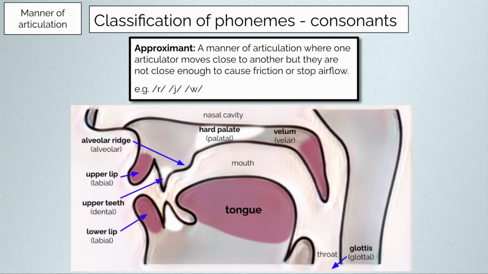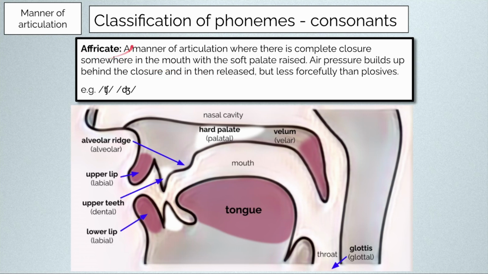An approximant. This is a manner of articulation where one articulator moves close to another, but they are not close enough to cause friction or stop airflow. So with fricatives, like th, the articulators were close enough to cause friction. However, with approximants, they are not. And this gives rise to the semivowels r, y, and w. So to remember this, you can think that it approximates the place of articulation, but it doesn't get close enough.